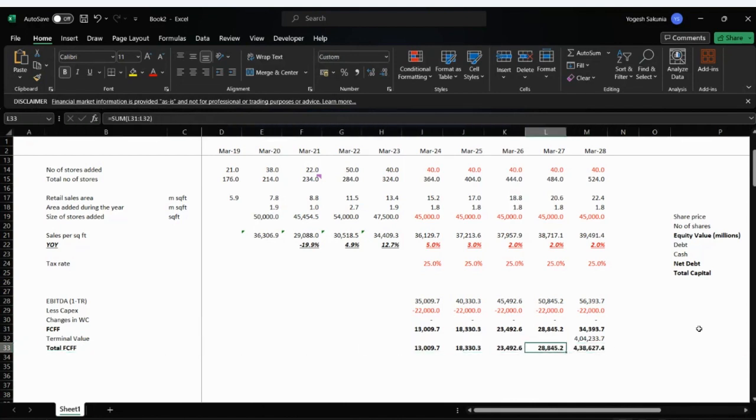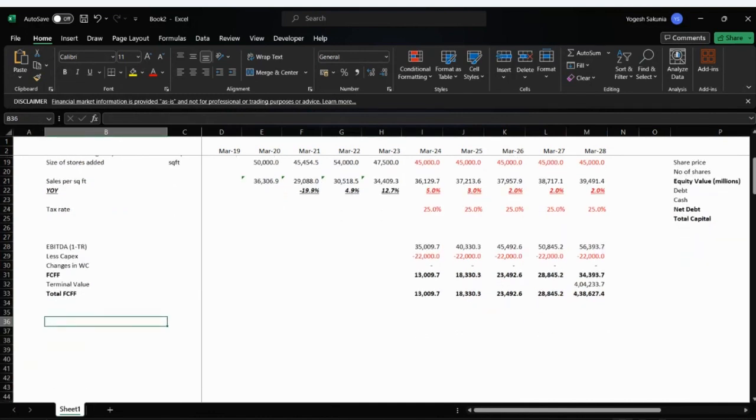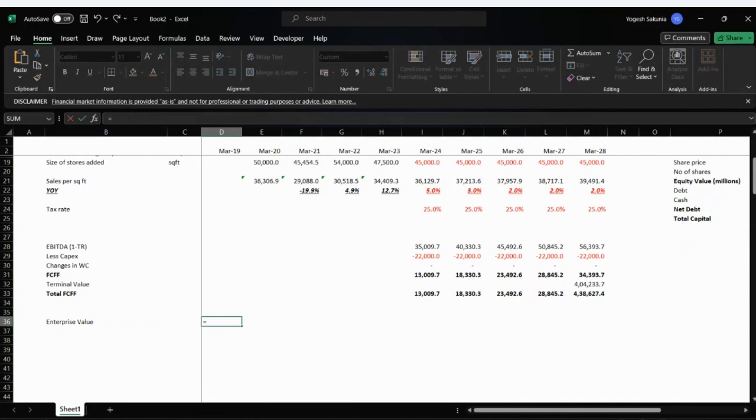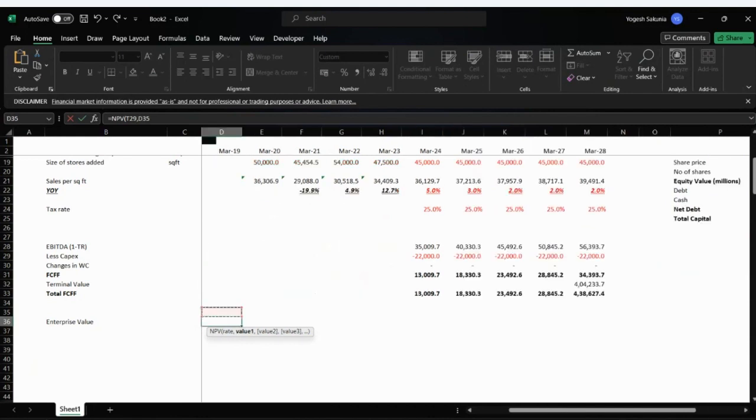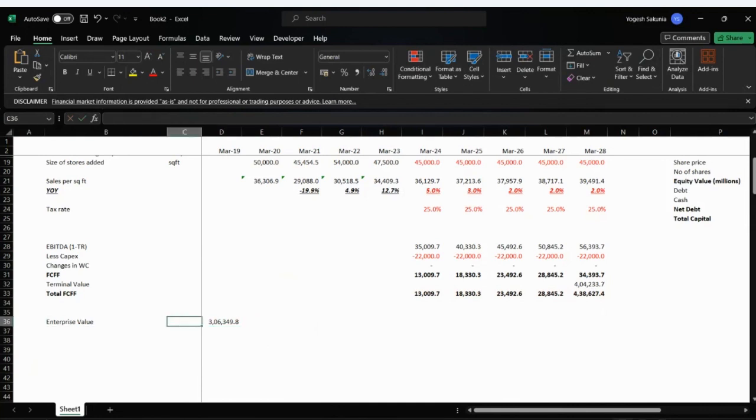When we discount this using the weighted average cost of capital, we'll get something called the enterprise value, right? So for the enterprise value, you can use the NPV function, the rate, which is your weighted average cost of capital, comma, the cash flows. So this is your enterprise value.